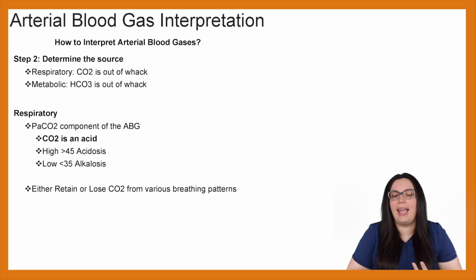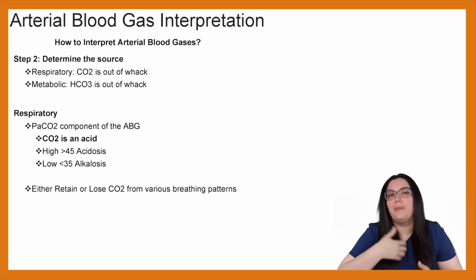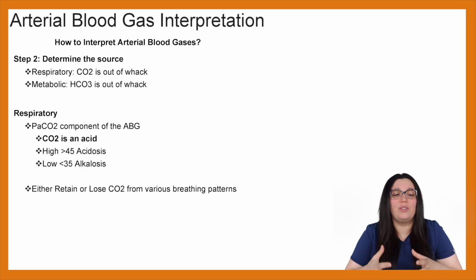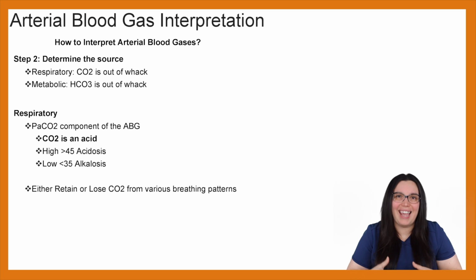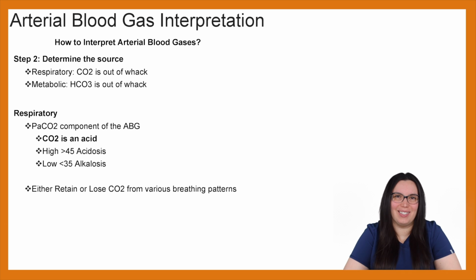And we either retain or lose CO2 with various breathing patterns dependent on what the arterial blood gas is showing. If we have a high acid state, we're going to breathe faster. The body is going to try to regulate that by getting all of that acid out of our system. Whereas if we don't have enough acid and we're in an alkalotic state, we're going to breathe a little bit slower and our respiratory system might be a little depressed. So the body can regulate by retaining that CO2, retaining that acid, to balance out the system.